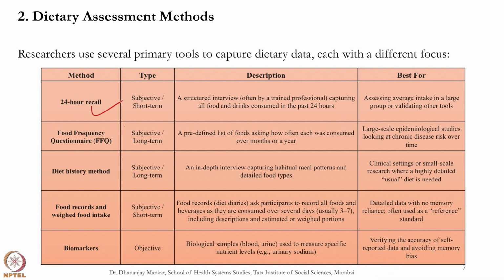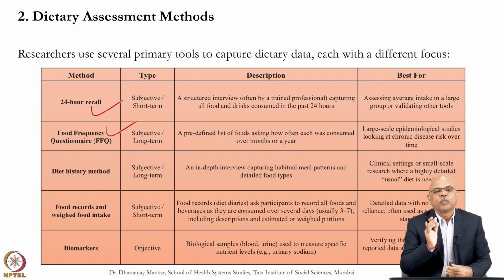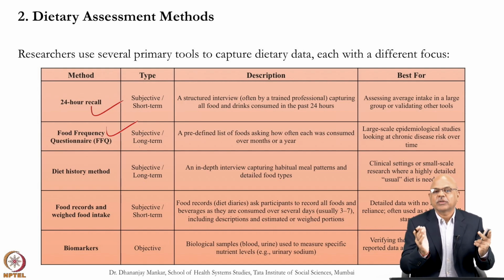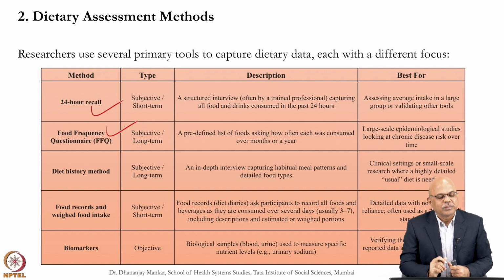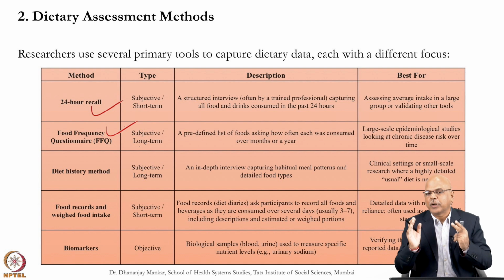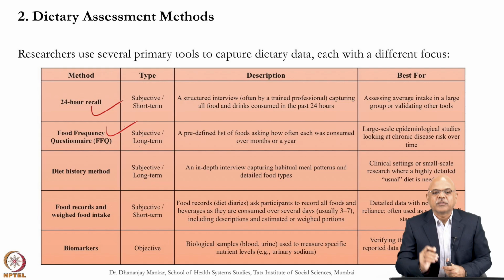The second very important dietary assessment method is the food frequency questionnaire, called FFQ. This is also a very subjective and long-term assessment. What is being done over here? A predefined list of foods, asking how often each was consumed over a month or a year. What does it really result in? It gives large-scale epidemiological studies looking at chronic disease risk over a period of time. This can be for heart disease or diabetes or any progressive chronic disease condition.